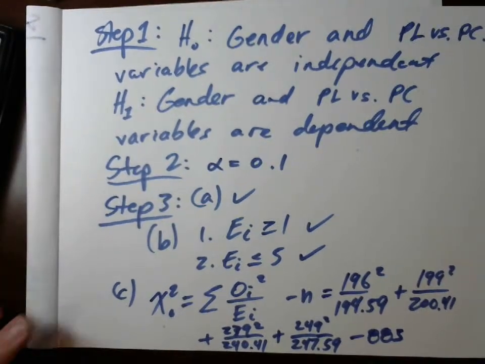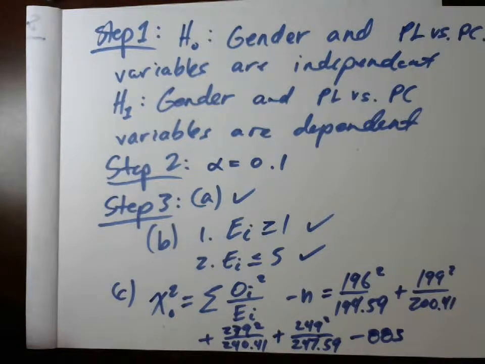And I'm going to plug this into the calculator really quickly. So we have 196 squared divided by 194.59 plus 199 squared divided by 200.41 plus 239 squared divided by 240.41 plus 249 squared divided by 247.59 minus 883.